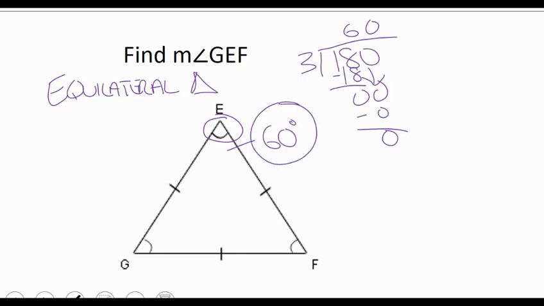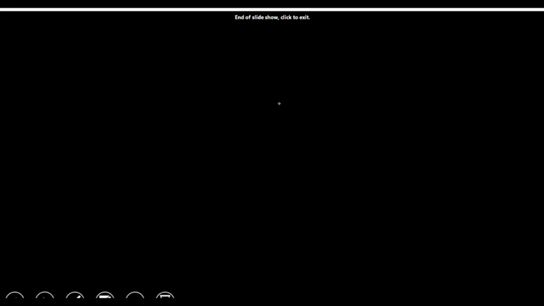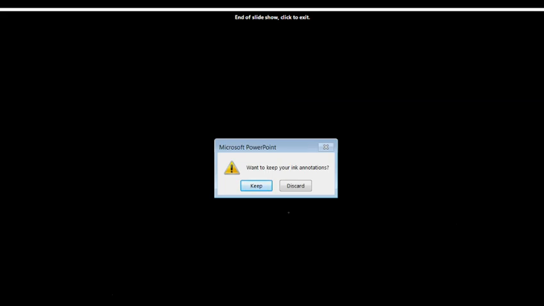And that's true for every equilateral triangle. Every single equilateral triangle has three 60-degree angles. All right, that is it for this lesson.